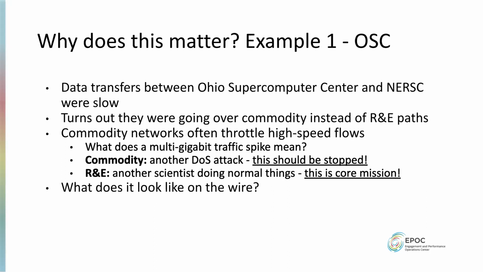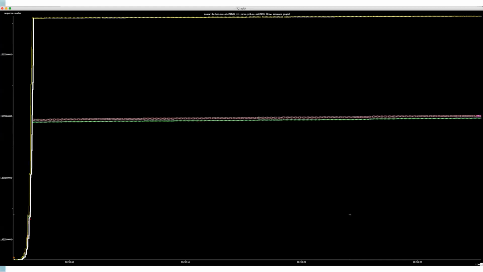That's a couple of DTNs slinging a couple of terabytes of data around, and a scientist is just trying to get their work done so they can save us from COVID-19 or whatever, right? So what does that actually look like on the wire? It looks like this. You see the flow ramp up on the far left side. The y-axis is TCP sequence number space, and the x-axis is time. We're moving a lot of data for the first second or two, and then it just gets killed.